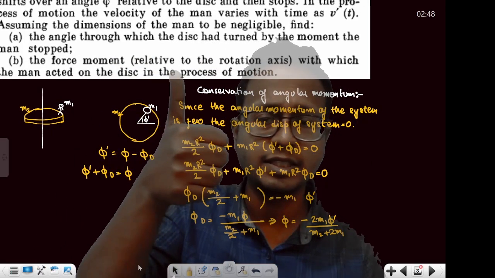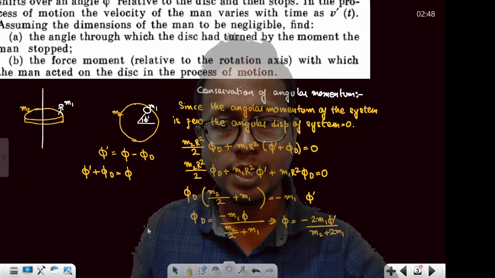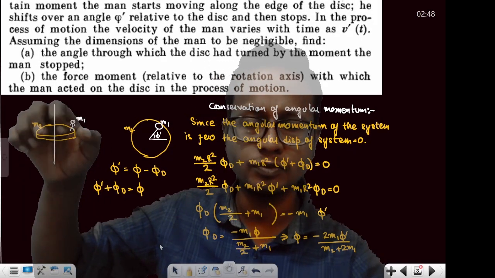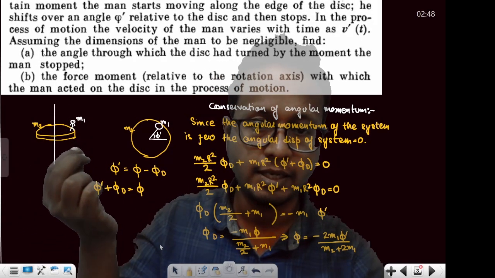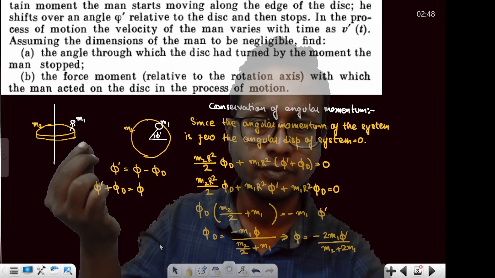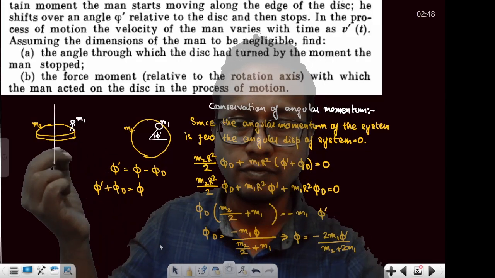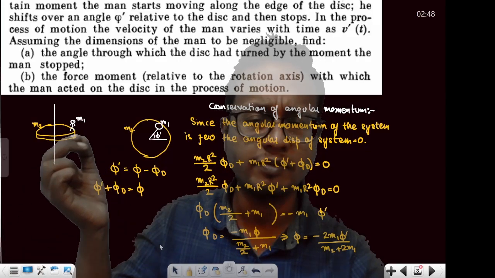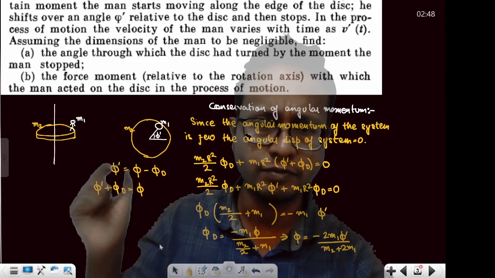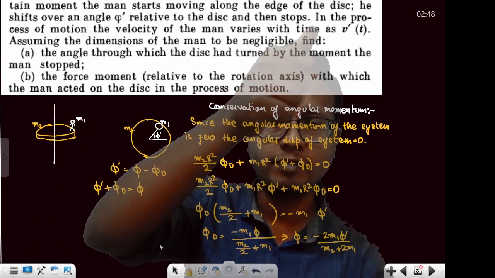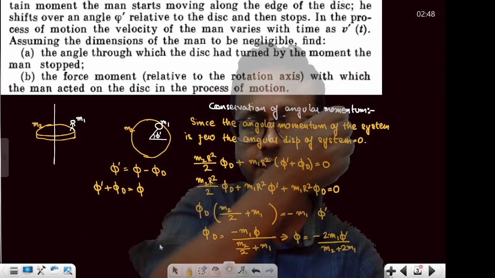with which the man acted on the disk in the process of motion. That means while the man is in motion, while the man is moving, his foot is applying a friction force on the disk, no? And we have to find out the value of that force moment. Force moment means we have to find out the value of torque generated due to the friction force, given that the velocity of the man varies as v dash t.